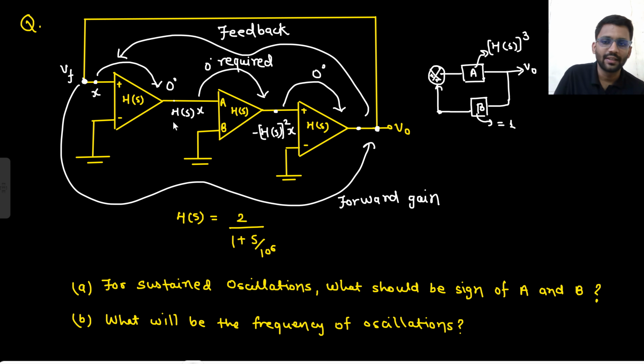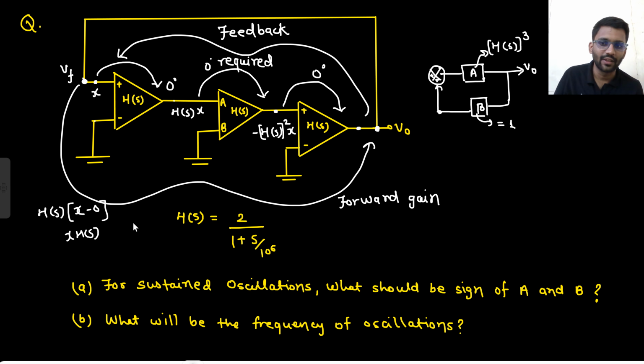What I mean to say is that this is h of s into x. Why is it h of s into x? Because this is 0, this is x. So what is the gain of the OpAmp? H of s into V positive potential, that is x, minus V negative potential, that is 0. So x into h of s. Now this input is fed to this one.